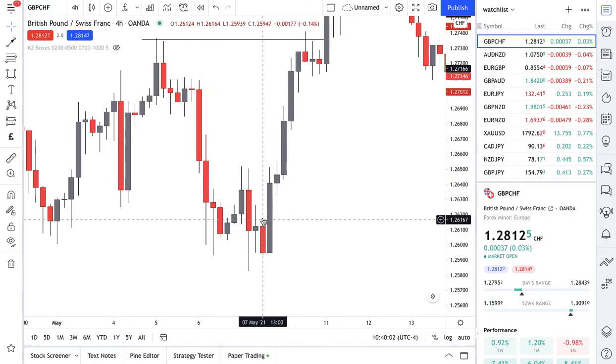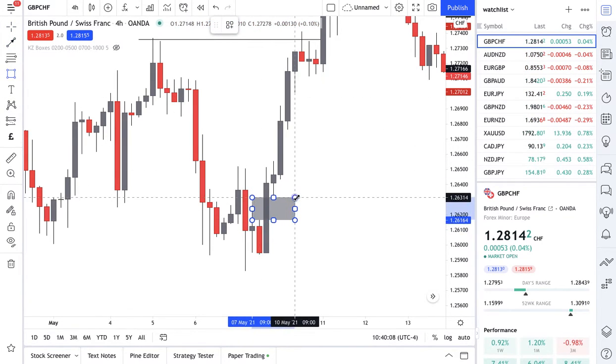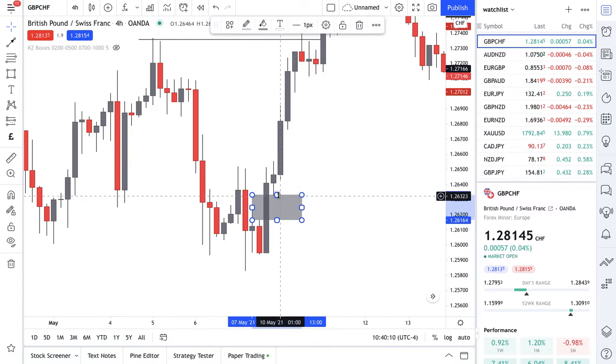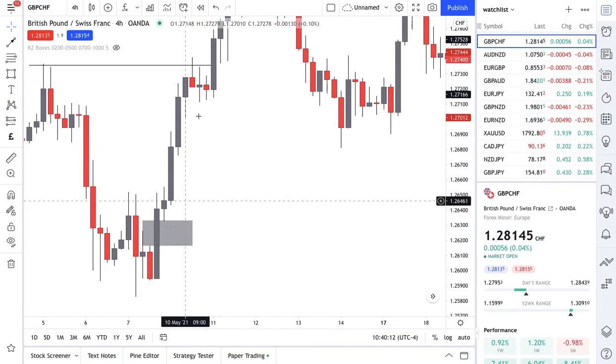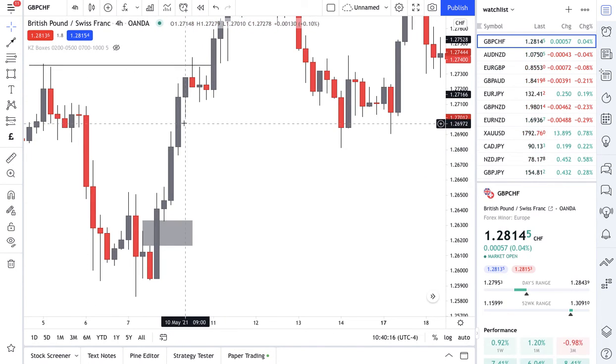This wick and this wick don't meet. So what does that mean? That from here to here, all of that is imbalance, right? There's a lot of buying power. What is this? Imbalance. What is this? Imbalance.